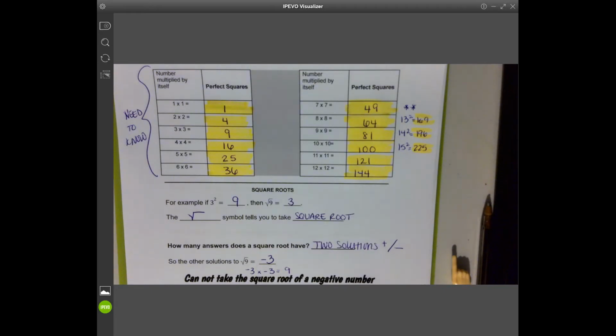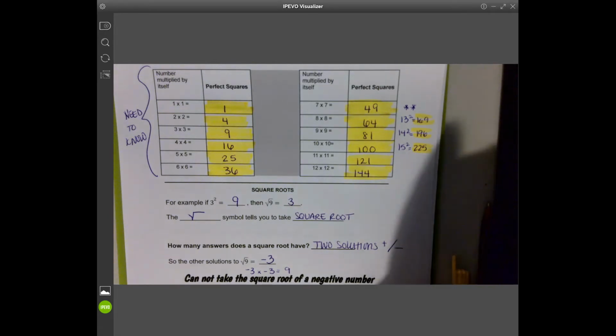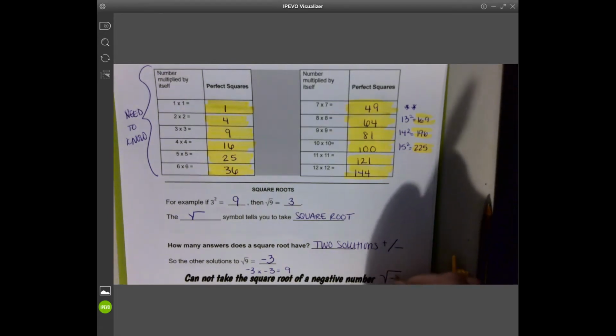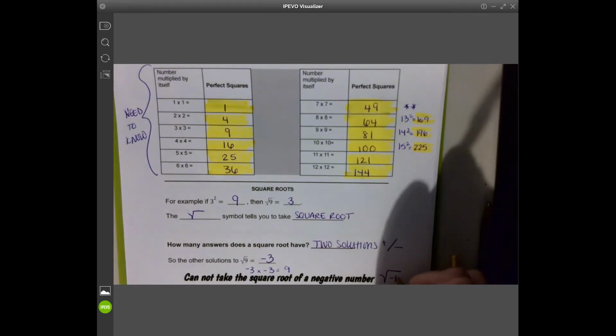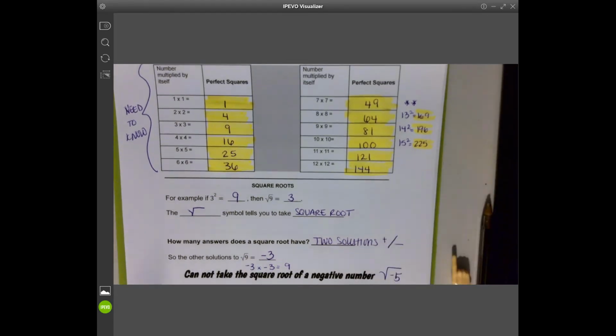Throughout this lesson, we're going to focus only on the positive answers. Moving forward and outside of this course, be mindful that there are going to be 2 solutions when you're solving a square root. Also, we cannot take the square root of a negative number. For instance, we cannot take the square root of negative 5. We would just say no solution. You'll learn more about that in the next course.